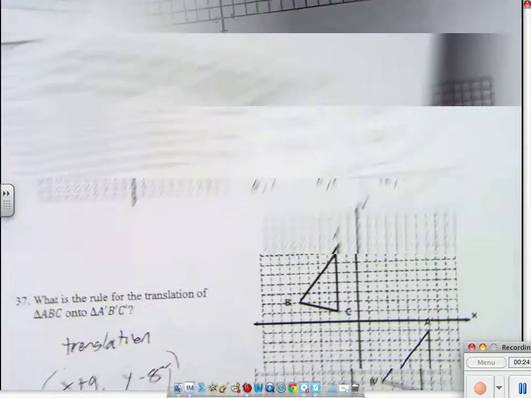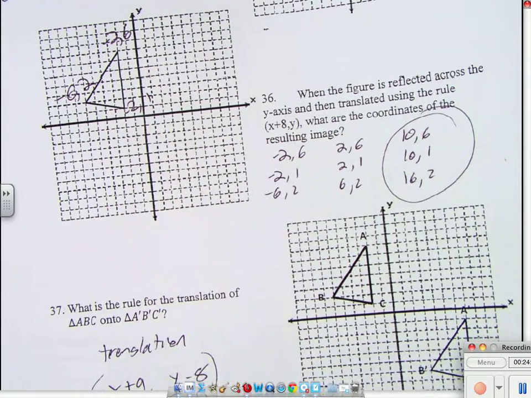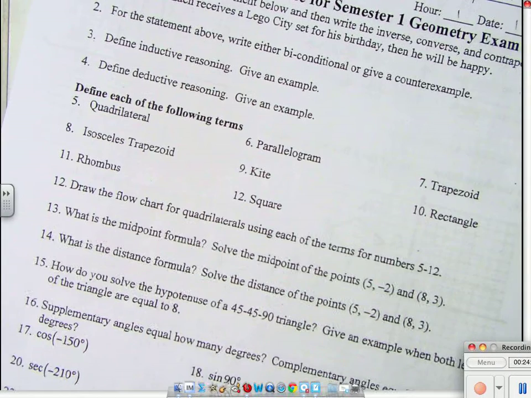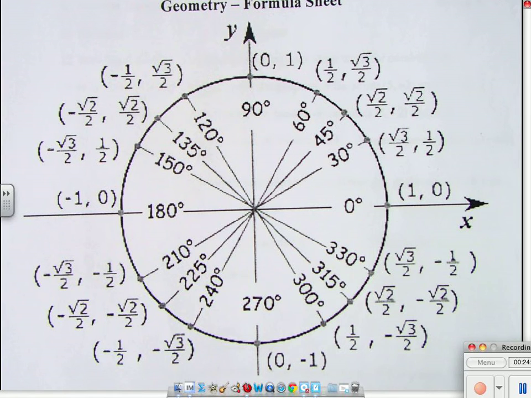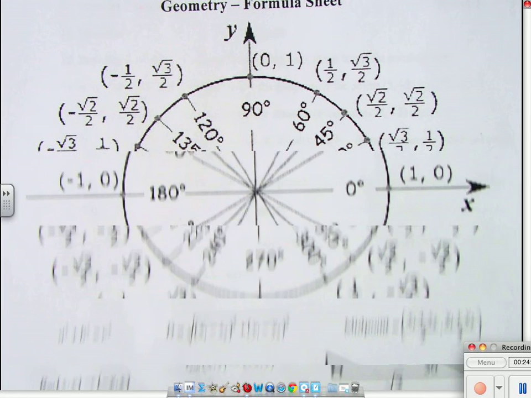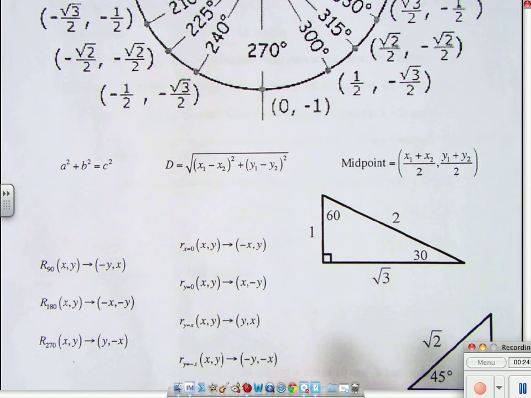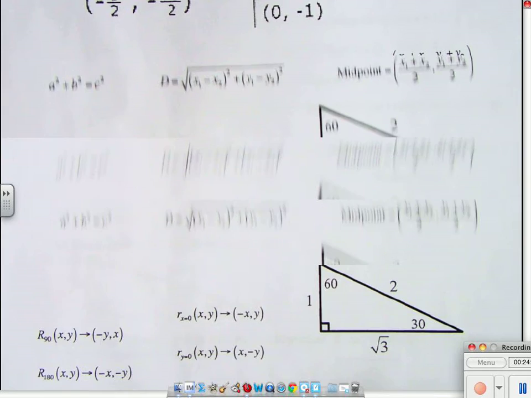Especially for numbers, what did we do today? So much. 25 through 49. Okay, remember, this is the formula sheet you're going to get. Okay? It's going to have all this information on it.